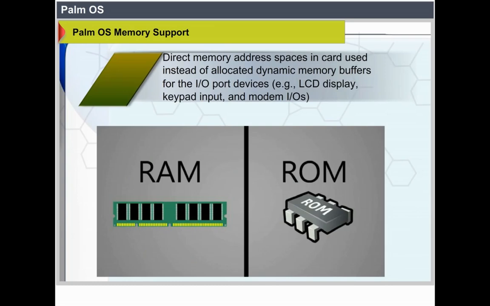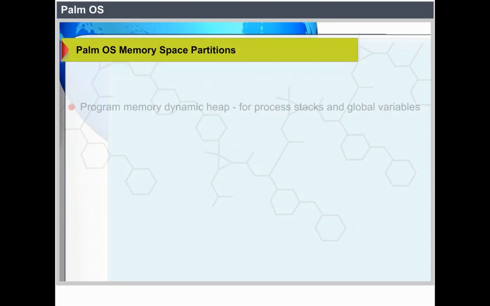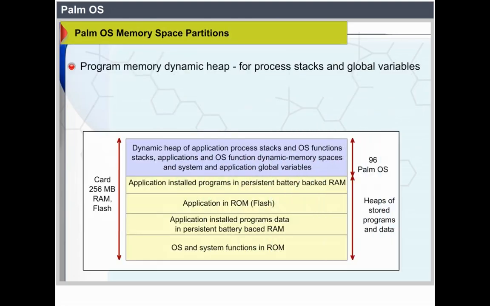Direct memory address spaces in the card are used instead of allocated dynamic memory buffers for the I/O port devices, for example, LCD display, keypad input and modem I/Os. Palm OS memory space partitions: program memory dynamic heap for process stacks and global variables, and multi-storage heaps for data and applications.